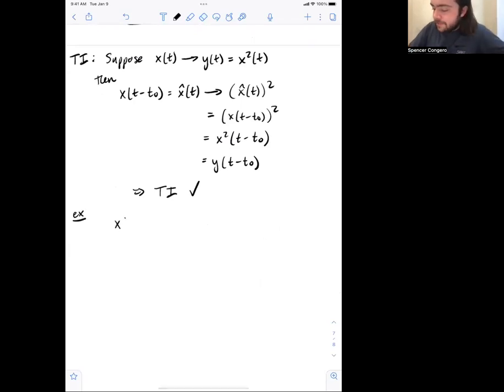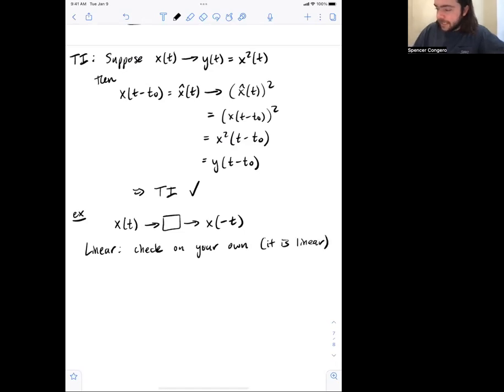Okay, we have an x of t goes into a system. What comes out? Well, we're going to flip it. Okay, we're going to get out x of negative t. So we take the whole signal and we flip it about the vertical axis. Okay, that's what the system does. So for linearity, it's very similar to what we did before. Okay, I'm going to say check on your own. Very similar to what we've done before, but it is linear. Okay, so you can check that, but time invariance is the one I want to go through.